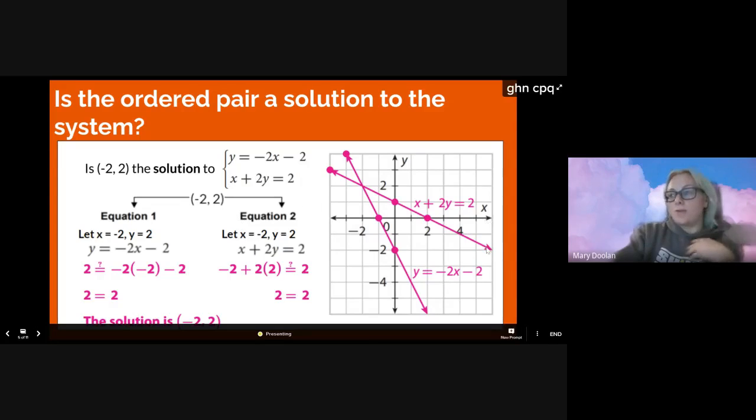And if you were to graph it, you would see that the two lines actually intersect at the ordered pair negative 2, positive 2. They intersect in 1 point right here.